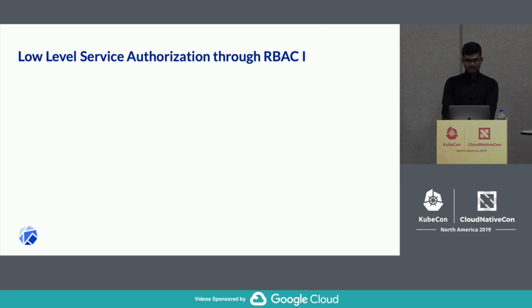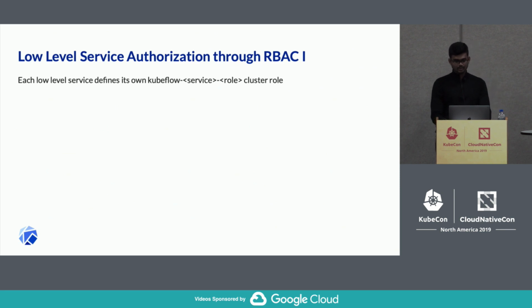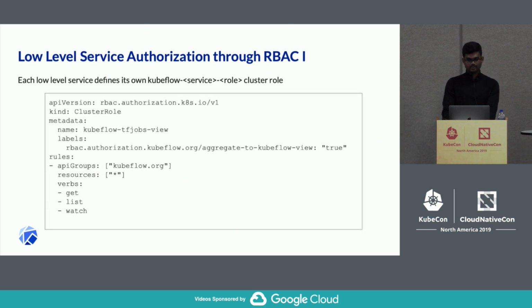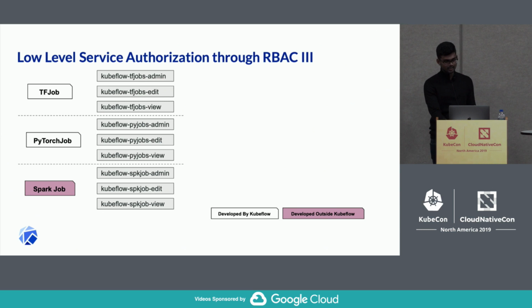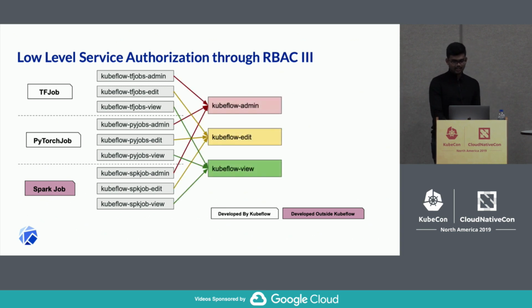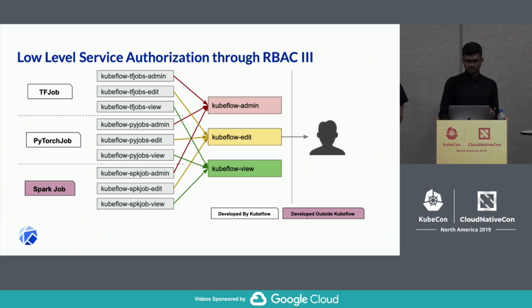And how do we define those? How do we mention these policies? Each and every service defines its own Kubeflow service role cluster role. So for TF job, it looks somewhat like this. For Kubeflow TF jobs view, we have the rules mentioned like this. So for each and every application, you can mention the role levels in such cluster roles. The entire picture looks like this right now. And what happens through aggregated cluster roles is that this aggregates into main cluster roles defined by Kubeflow. And this can later on be associated to a user in a namespace. And this is what I'm going to talk about in the next slide.